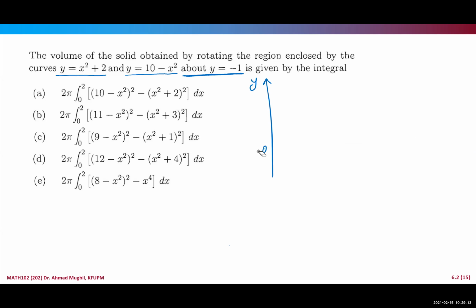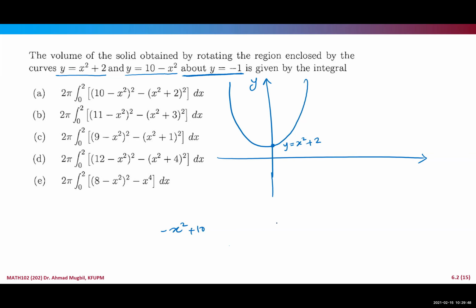I think we need the x-axis to be a little bit down. This is x squared plus 2. So it is x squared but shifted up. So it is not difficult. This is y equals x squared plus 2. What is the other curve? y equals 10 minus x squared. You know how to sketch negative x squared. Shift it up, you will add 10. So it is like this, then you will shift it up. So it will be here.